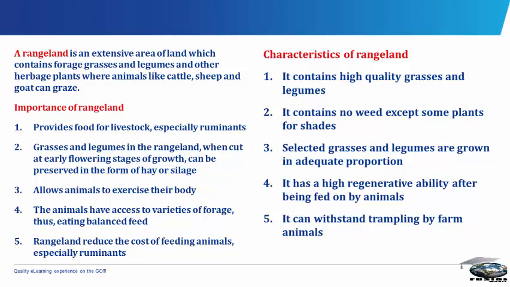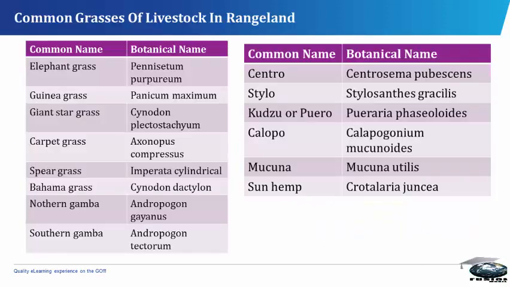Now, we look at the common grasses of livestock in rangeland. Common name, we have the elephant grass. The botanical name is Pennisetum purpureum. Guinea grass is Panicum maximum. Giant star grass is Cynodon plectostachyus. Carpet grass is Axonopus compressus. Spear grass is Imperata cylindrica.